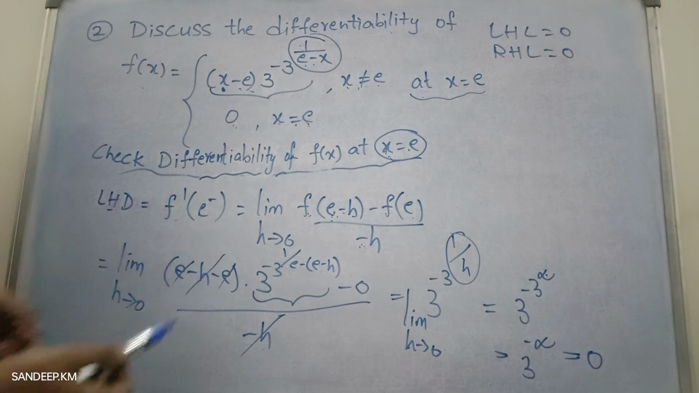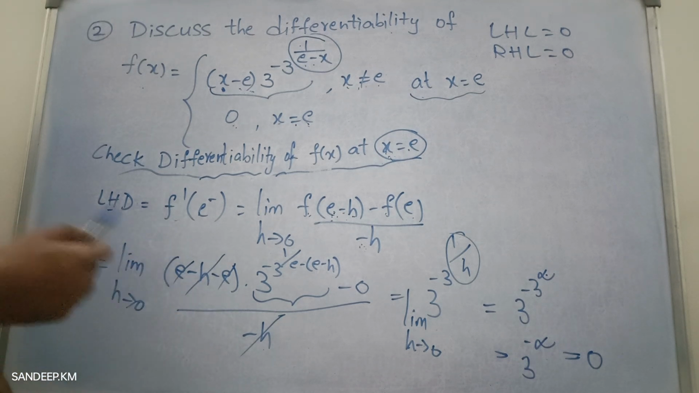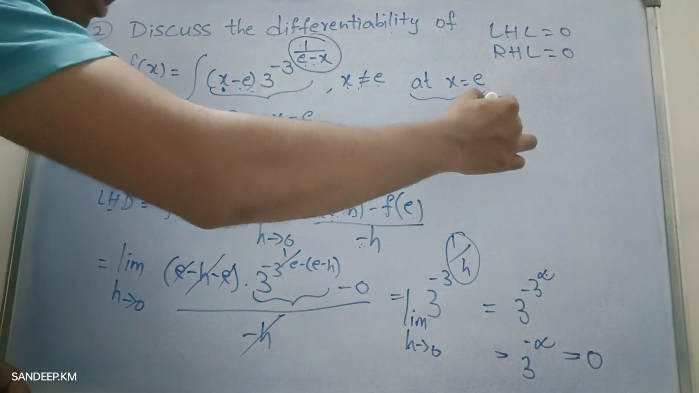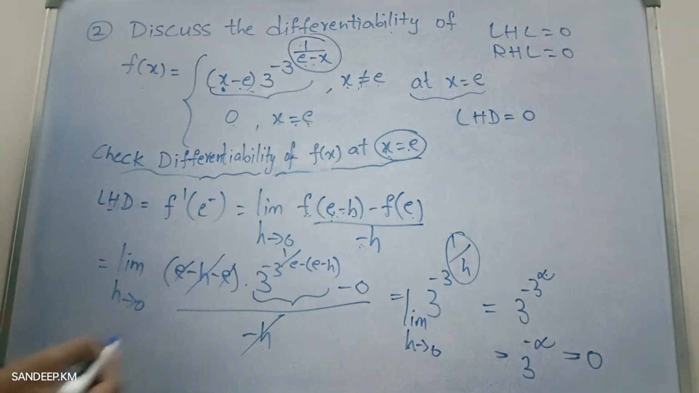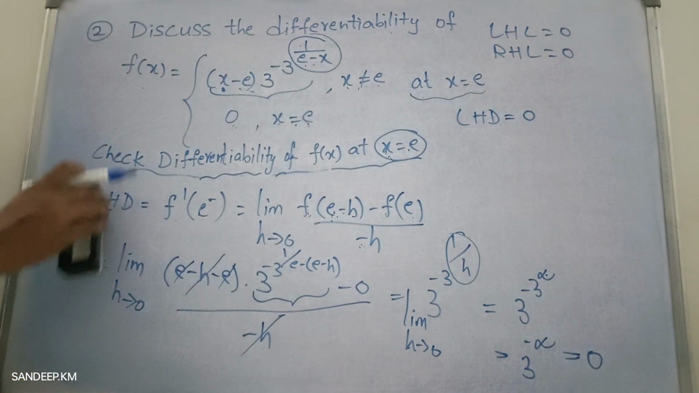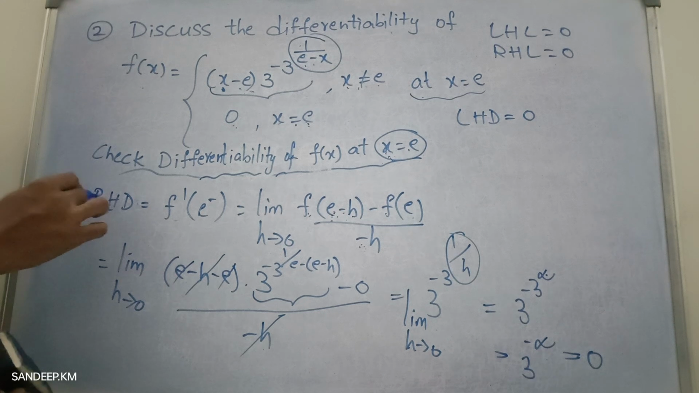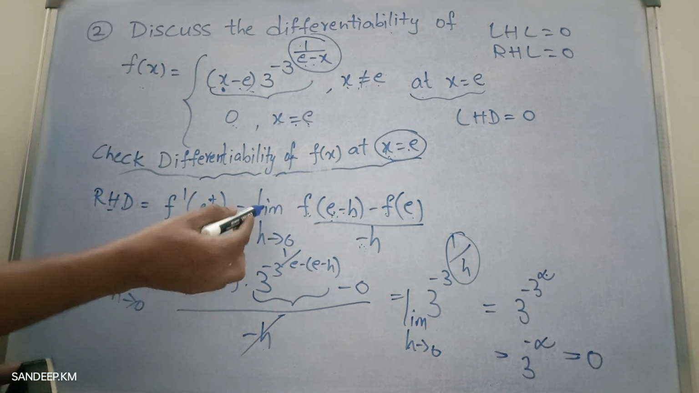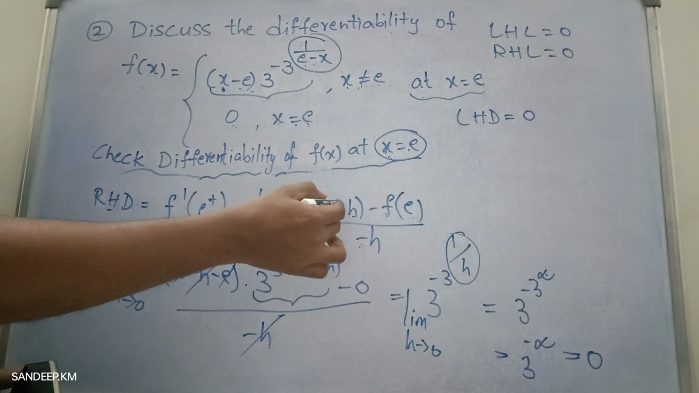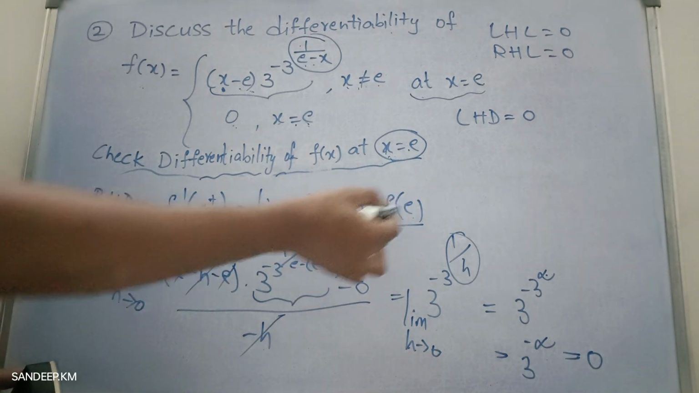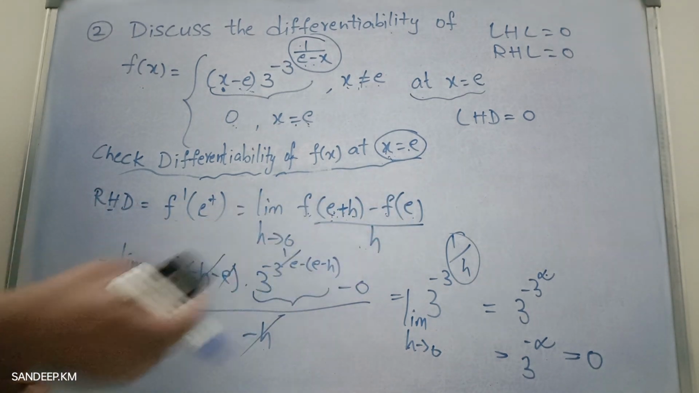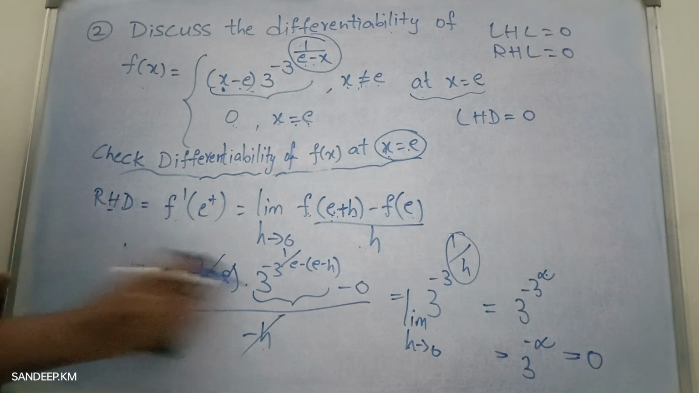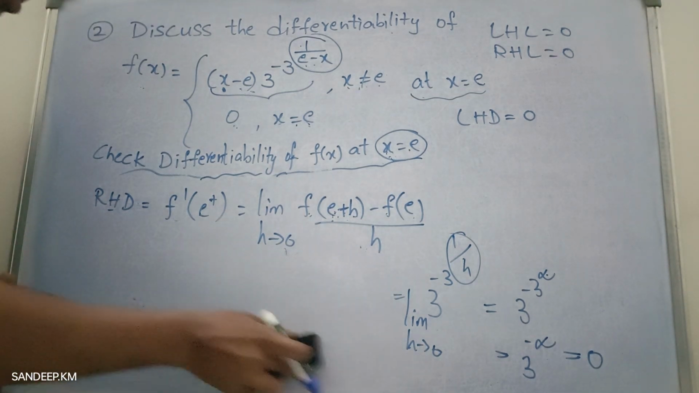Similarly, what is RHD? In the same solution, I'll just make small changes to tell you what is RHD. But remember, I got LHD as 0. Now let us see what is RHD, right hand differentiability. F dash of e plus. And in the formula, limit h approaches 0, f of e plus h minus f of e divided by plus h. Okay now, so here what happens? Let me erase this and we will explain.